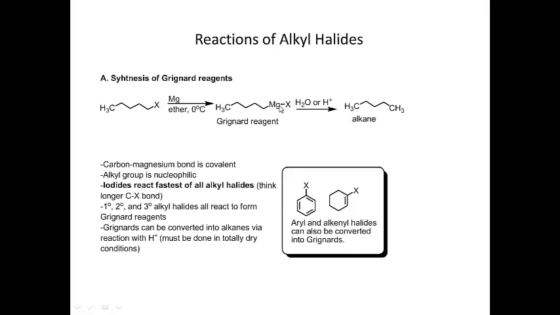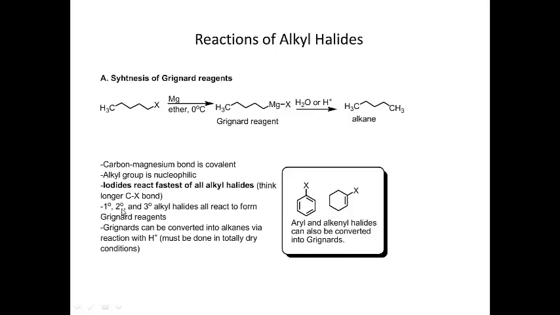We'll do some examples tomorrow. If I react this with another alkyl halide, I can get a coupling reaction to happen. Right, so that carbon magnesium bond is covalent. The best type of alkyl halide to use is an alkyl iodide, because the carbon iodine bond is really weak. It's a long bond, so it's easy to break.